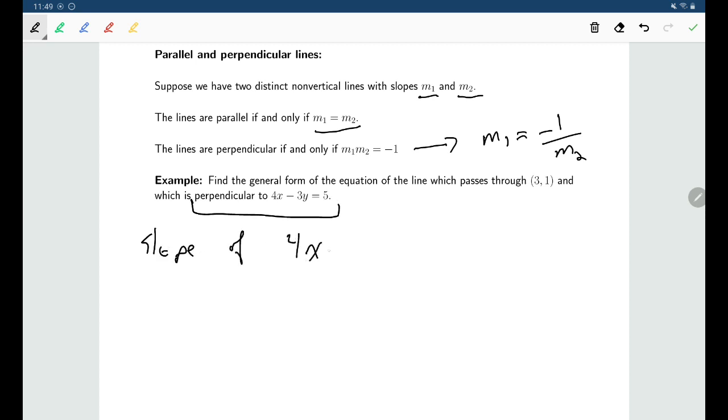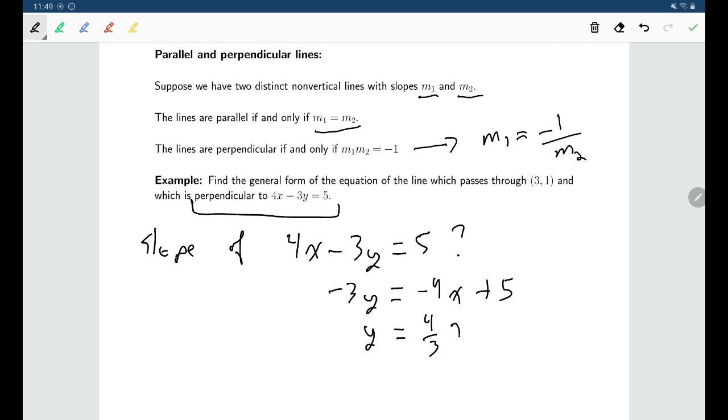So what is the slope of 4x minus 3y equals 5? We find that by putting it into slope-intercept form, by bringing the x to the other side, dividing everybody by -3, and so you can say that your slope for this line is 4/3.